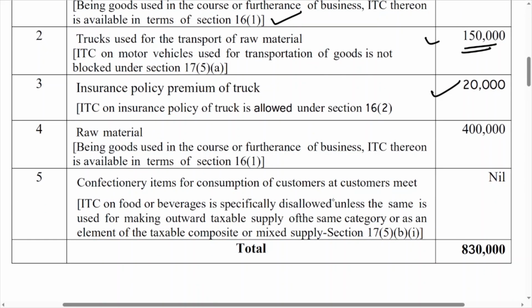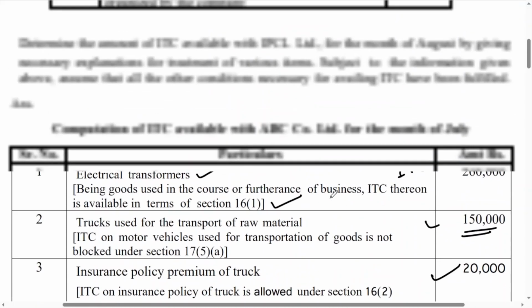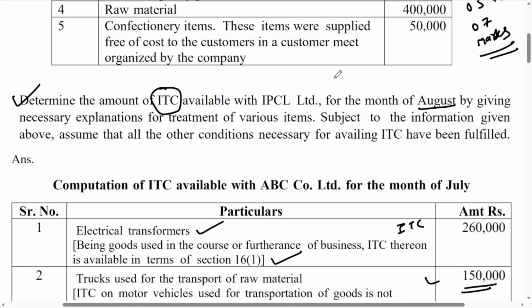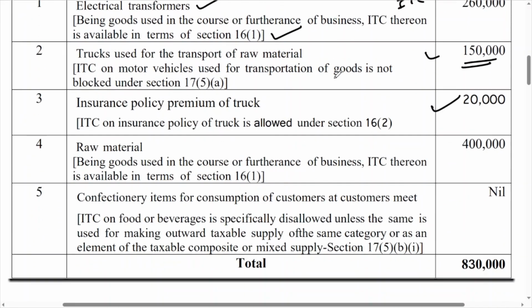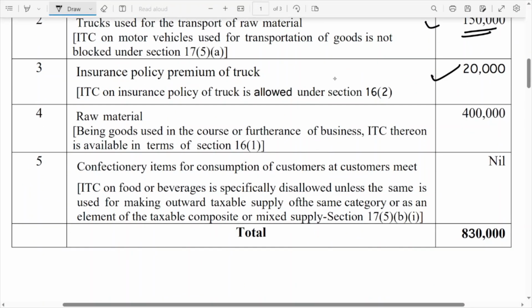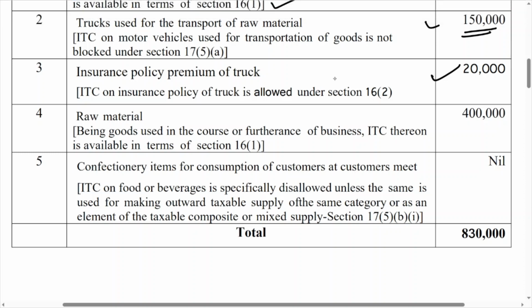Now next one, confectionery items for consumption of customers at a customer's meet, and on that you have paid GST of rupees 50,000. Now credit is not available here. Reason is very simple. ITC on food and beverages is specifically disallowed unless the same is used for making outward taxable supply, because there is a simple rule. If you are using anything which is useful for outward supply, then only credit is available. But here it is not used for the outward supply. So that is why credit is blocked.